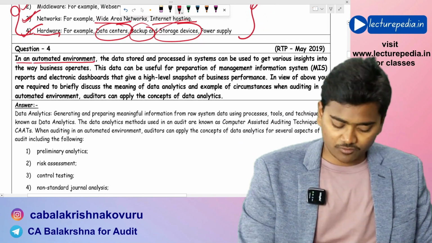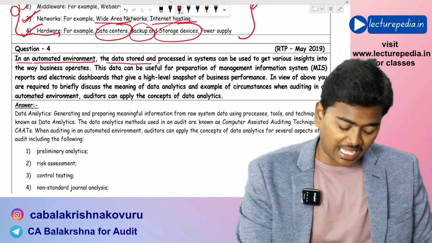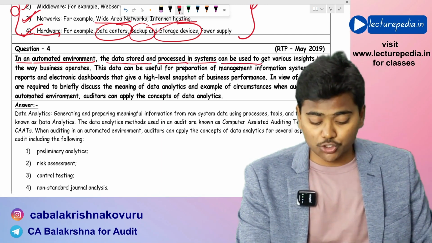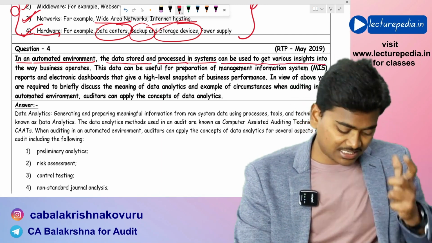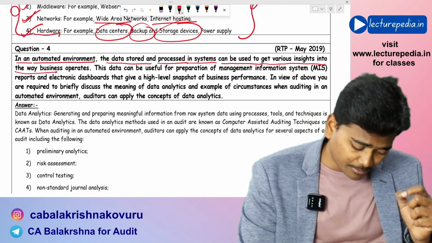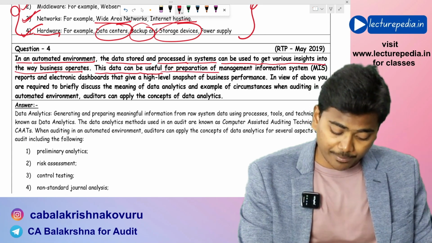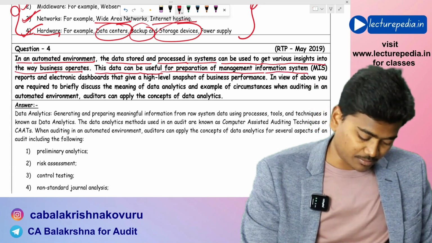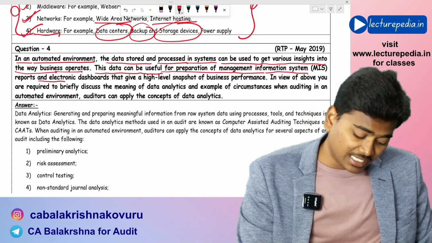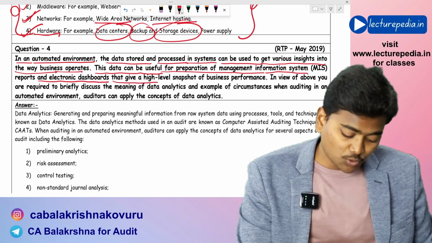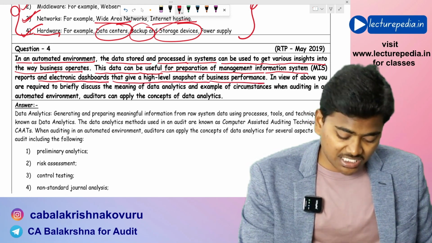In an automated environment, the data stored and processed in systems can be used to get various insights into the way business operates. This data can be useful for preparation of management information system, that is MIS reports, and electronic dashboards that give a high level snapshot of a business performance.